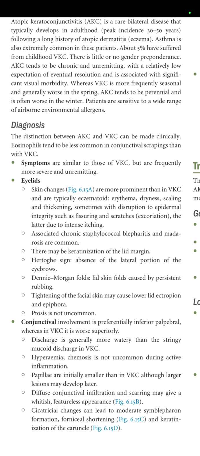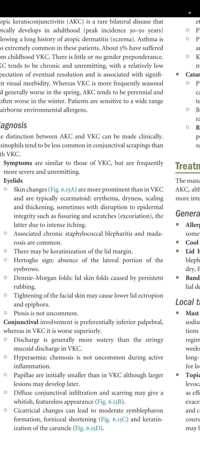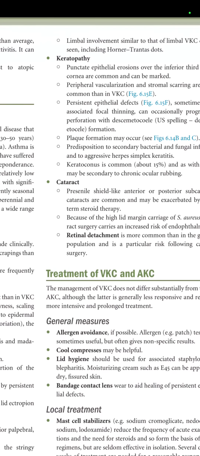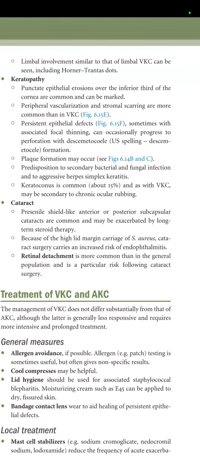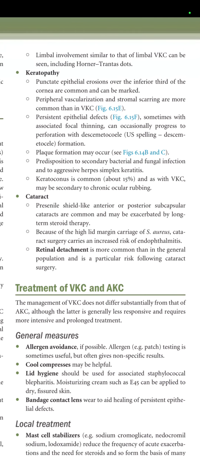Cicatricial changes can lead to moderate symblepharon formation, fornical shortening, and keratinization of the caruncle. So whenever there are scarring changes in the conjunctiva, it can lead to symblepharon formation, fornical shortening, and keratinization of the caruncle. Limbal involvement, similar to that of a limbal VKC, can be seen, including Horner-Trantas dots.